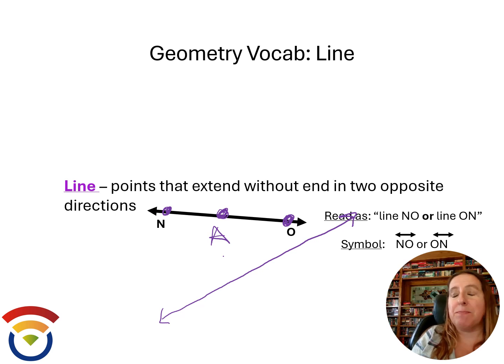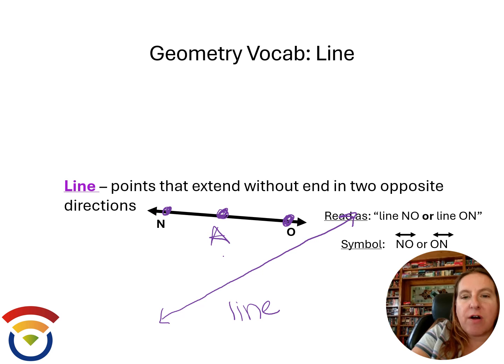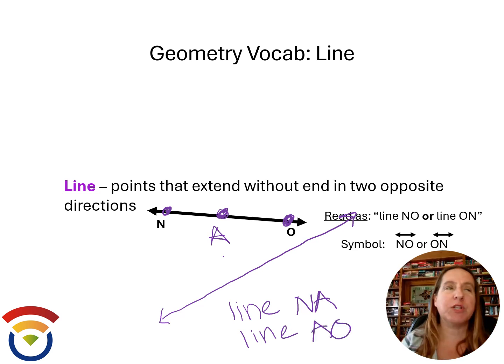I can use a symbol above it if I'm writing it on paper. When we type, we often have to write out the word line, but I can use any two points. So I could also call this line NA. I could call this line AO. I could switch that order. What I cannot do is name my line with three or more letters. A line is simply named with two points or two capital letters.